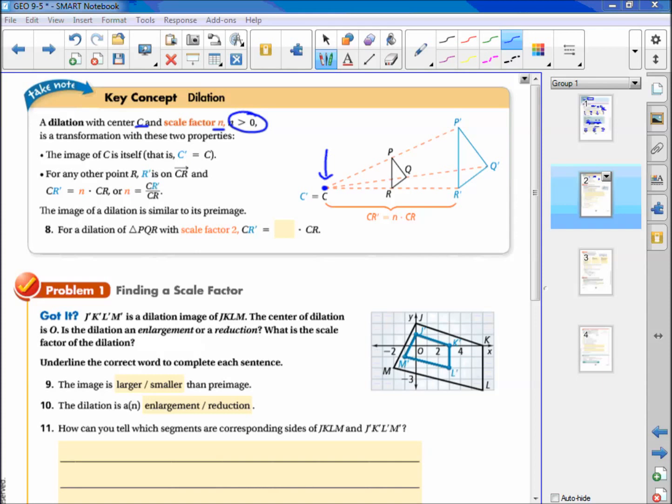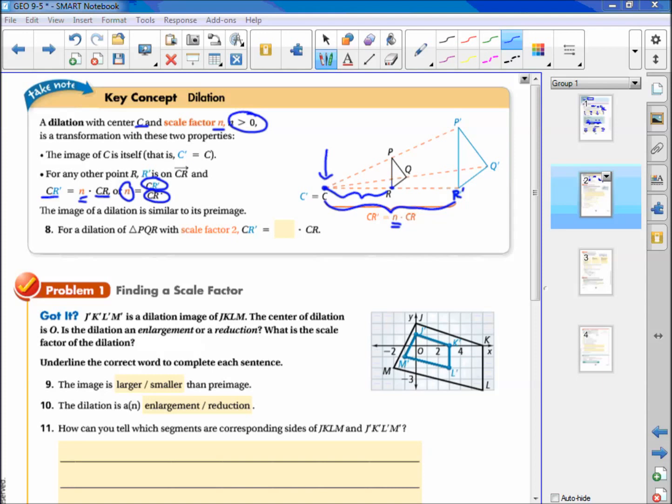However, for any other point like R here, the way to get the new image from the pre-image is we're going to multiply the length of the original distance from C to R by our scale factor n, to get the new distance from C to R prime. So CR prime is equal to the scale factor times the distance from the center to the old R. Or you could say the scale factor is the new distance, the center to R prime, divided by the old distance, the center to R.